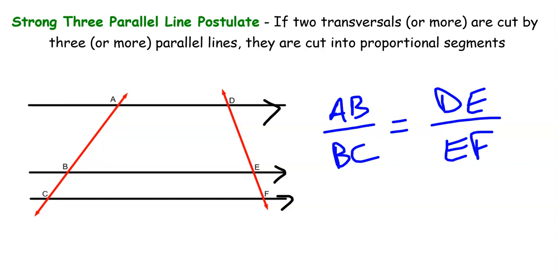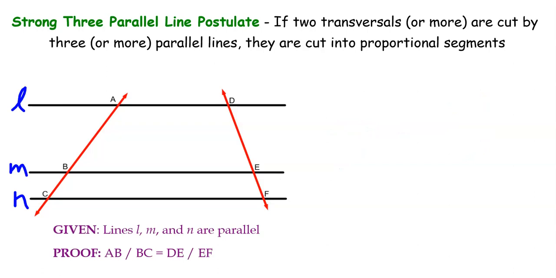So if we are going to put the strong three parallel line postulate into the statement of a proof, we would say that given that lines L, M, and N are parallel, and that AC and DF are transversals of L, M, and N, which we don't actually need to state in our given, we want to know that the ratio of AB to BC is the same as the ratio of DE to EF. That is the provable statement that we're going to use to go through the proof of the three parallel line postulate.